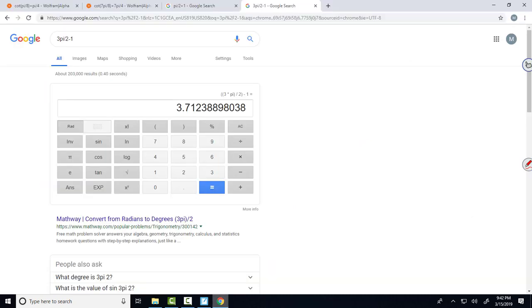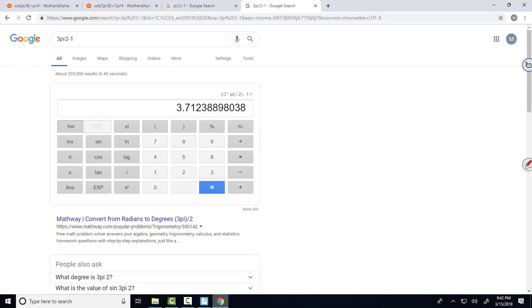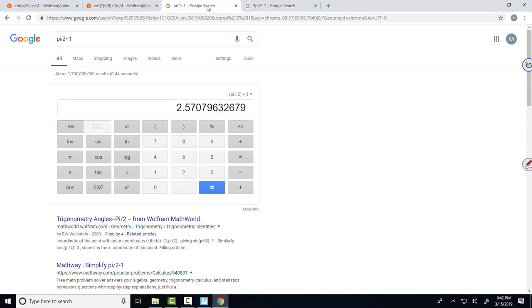Let's see, we have 3 pi over 2 minus 1, which is approximately 3.71. And when I plugged in the other value, if we look at pi over 2 plus 1, we get approximately 2.57.